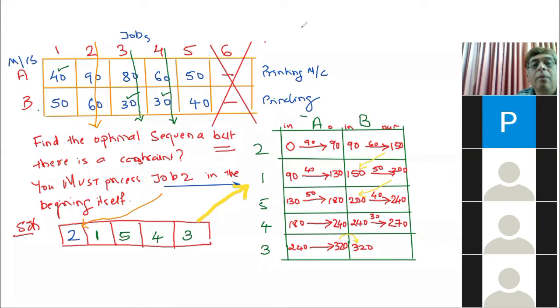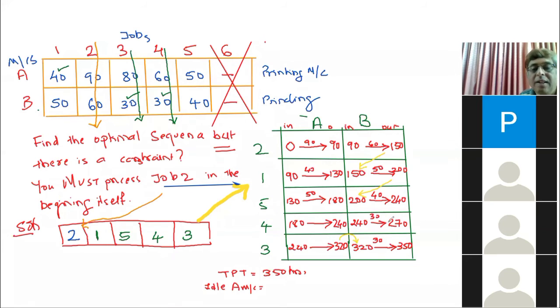Okay. Now job 3 requires how much time on machine B? 30. Job 3 requires 30 minutes on machine B. So if I put 30 here, I'm going to complete all the jobs at 350. Okay. So what is the total processing time? 350. Total processing time is 350 hours.